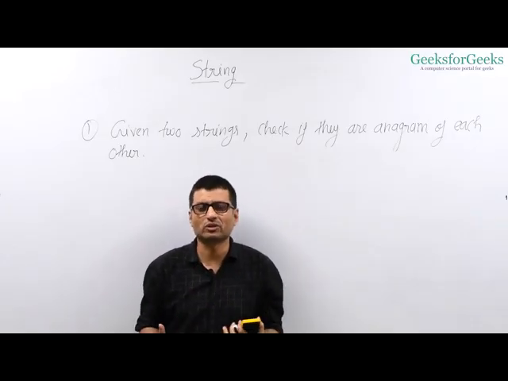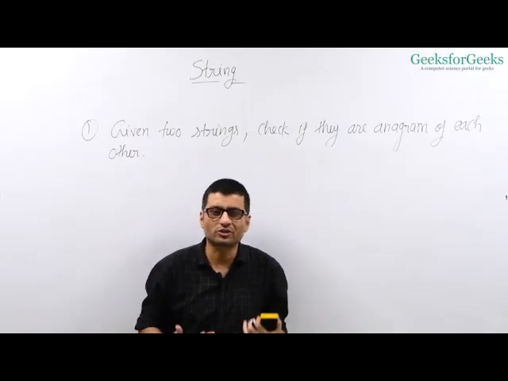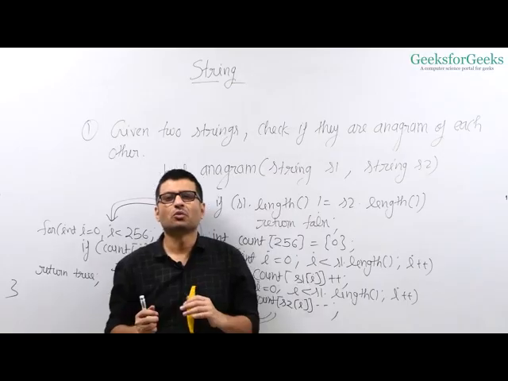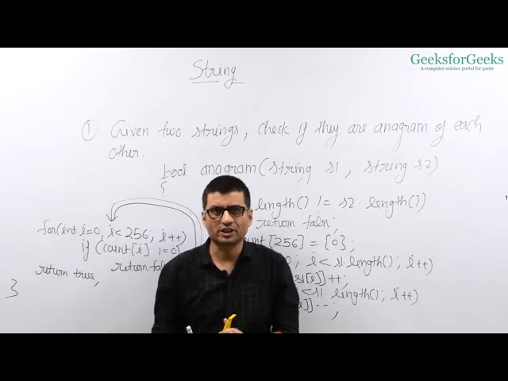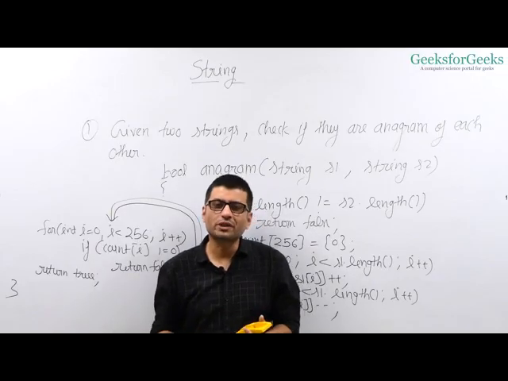Say n is the length of both the strings and both the strings are of same length, then this solution is going to take big O of n square time. So the idea of big O of n solution is, we traverse through the first string, we count frequency of every character. How do we count frequencies?